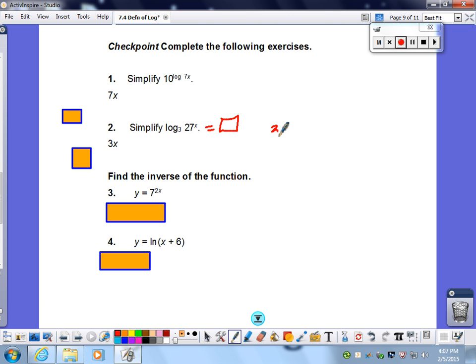So 3 to some unknown is equal to 27 to the x power. All right, same basis. We always got to have the same base. So how can I rewrite 27 with a base of 3? So 3 to some unknown is equal to 3 to the third power times that x I already had. So that means my unknown has to be 3x. So it simplifies to 3x.